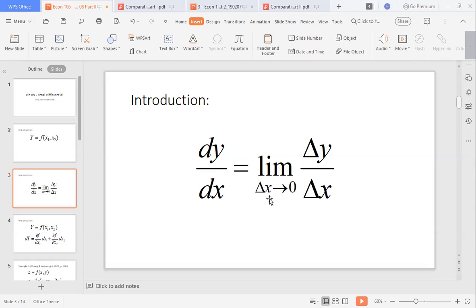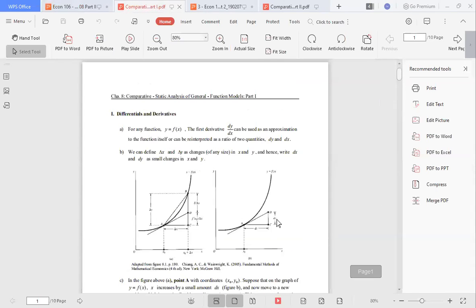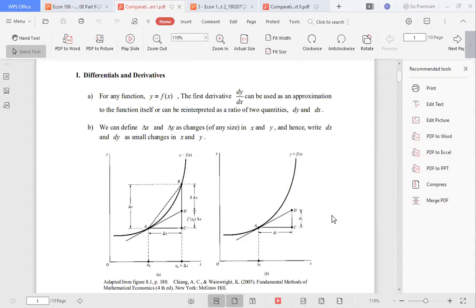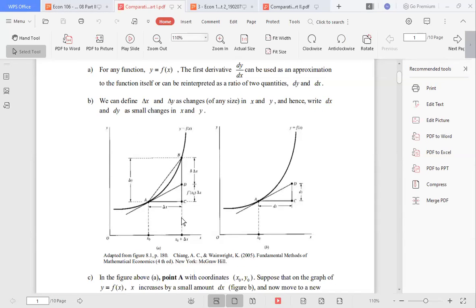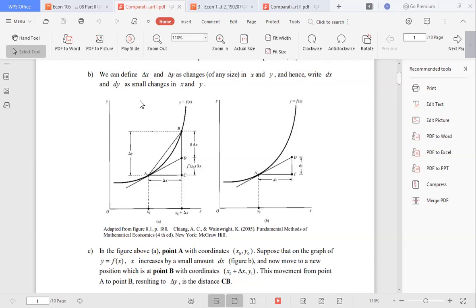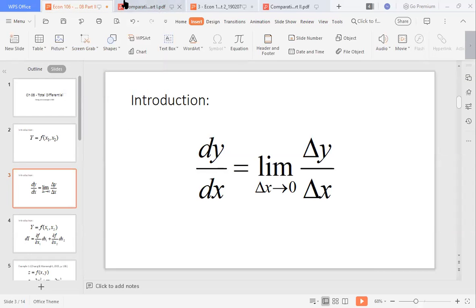So you can see here that when we talk about dy dx, you can think of it as ratios. When you talk about dy dx, class, it is just an approximation, and you can interpret dy dx as the ratio of two quantities, dy and dx. So just to summarize the whole point of what total differential is, it is just getting the total change, okay, total change on the dependent variable.